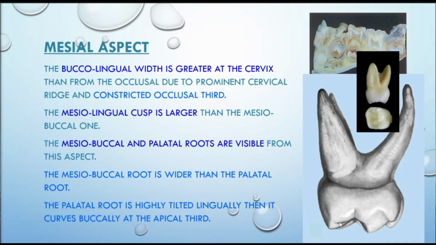You see the mesiobuccal cusp is bigger than the mesiolingual cusp. The mesiobuccal root is wider than the palatal root. Of course, the mesiobuccal root takes about 2/3 of the whole area. The palatal root is highly tilted lingually, then it curves buccally at the apical third. This is known as banana shape. Going first on the palatal side, then going to the buccal side. So this is a banana shaped root.